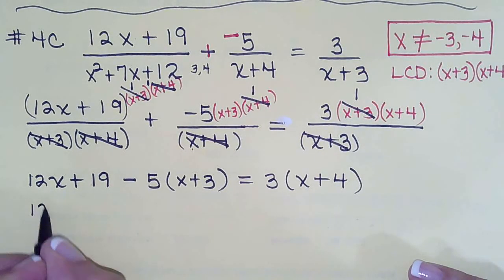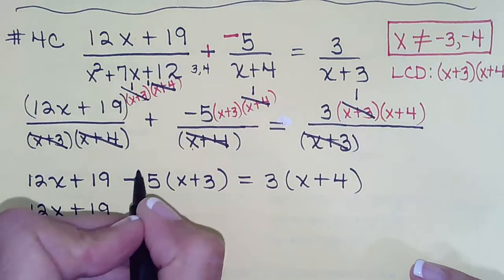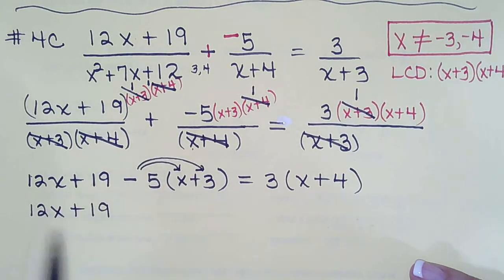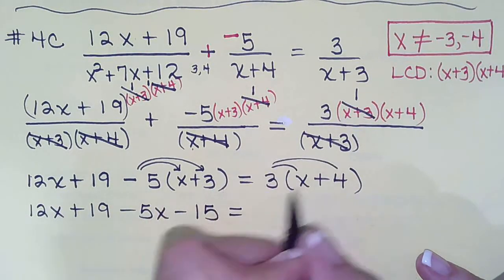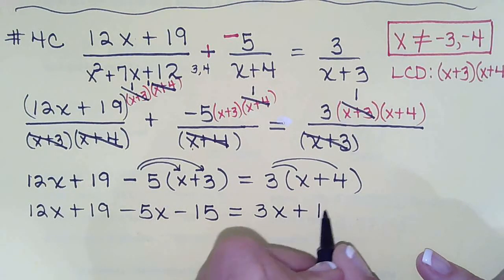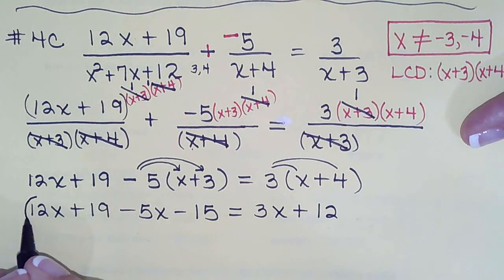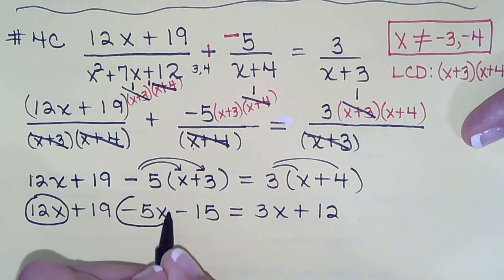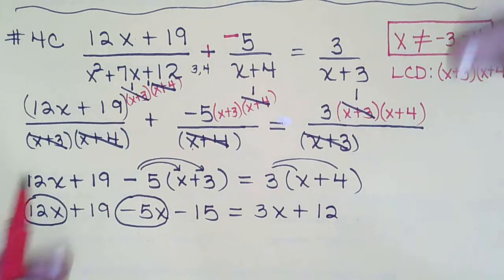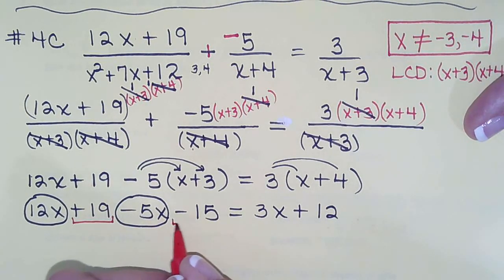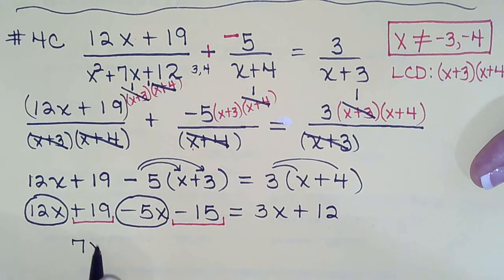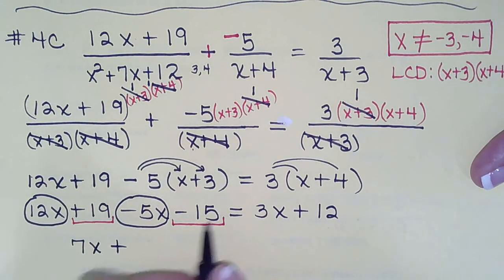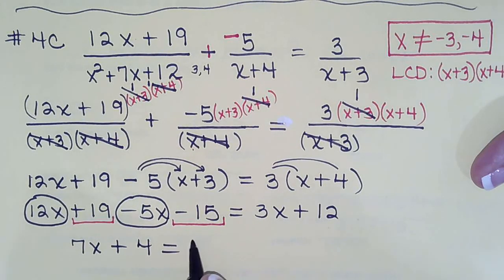So first we need to get rid of the parentheses so we can combine like terms. So negative 5x, negative 15. And then on the other side of the equal sign, 3x plus 12. So no like terms there, but we do have a couple over here. So 12x and negative 5x, positive 19 and negative 15. So that leaves us with 7x, 12x minus 5x is 7x, plus 19 minus 15 is positive 4. Keep the sign of the larger.